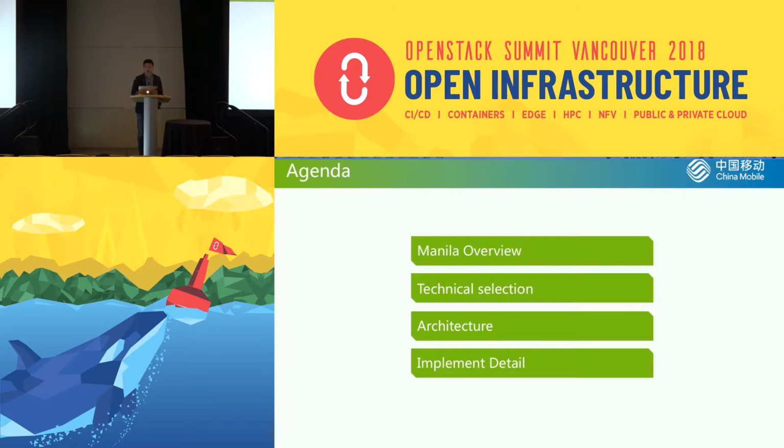This topic is at a beginner level. So firstly, I want to talk about the Manila concepts overview. Secondly, I want to introduce the technical selection in China Mobile. Then I will introduce the architecture of Manila in China Mobile's public cloud. Last, I will talk about the implementation details, focusing on what we have done and optimized in the process of testing NFS service in the OpenStack cluster.